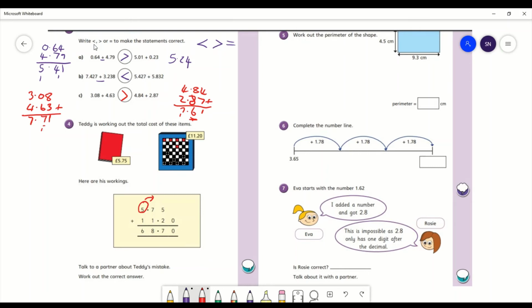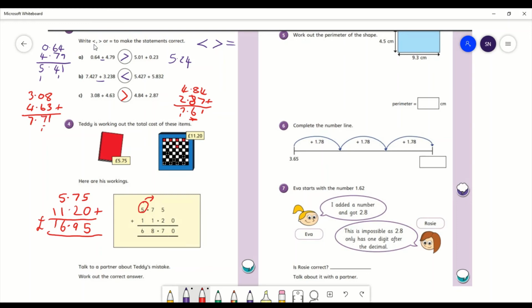It should be £11.20, and adding that to £5.75. So 5, this is the hundredths, so that's 5 pence there. That's 9. That's 6. So it should be £16.95. That's the correct answer, but he went wrong because he didn't align his decimal points up. He didn't align his columns up correctly.